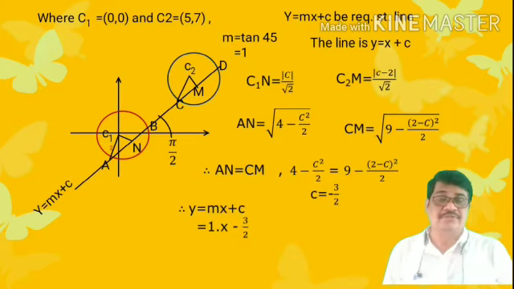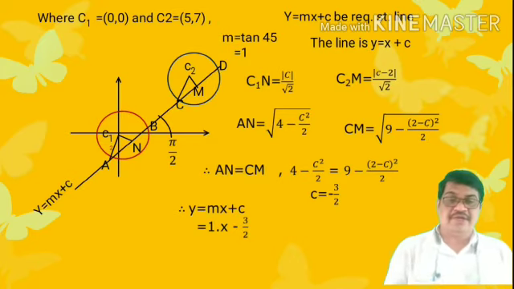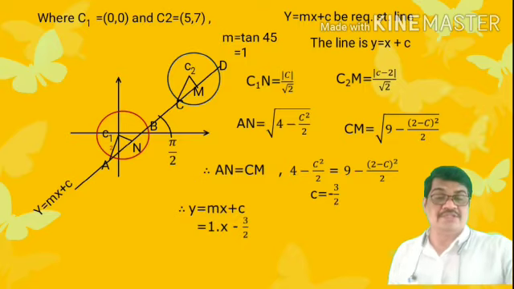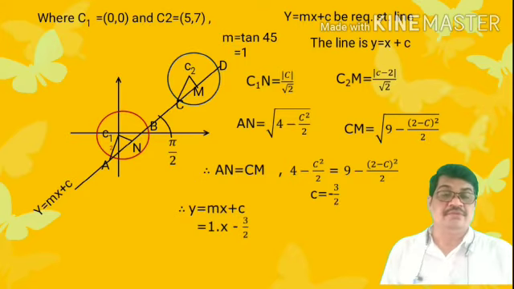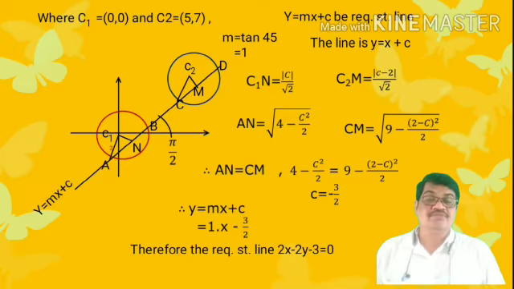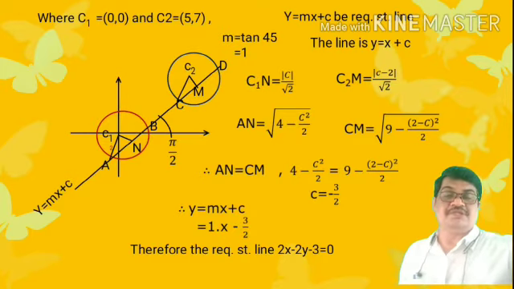So these two values we substitute in y is equal to mx plus c. Here m is equal to 1, and we get c is equal to minus 3 by 2. So we substitute in the required straight line y is equal to mx plus c. We get the line equation y is equal to x minus 3 by 2. Therefore, the required equation of the straight line, after simplification, is 2x minus 2y minus 3 is equal to 0. This is the required equation of the straight line. Next, see another concept.